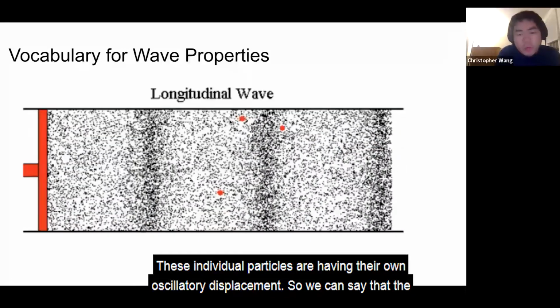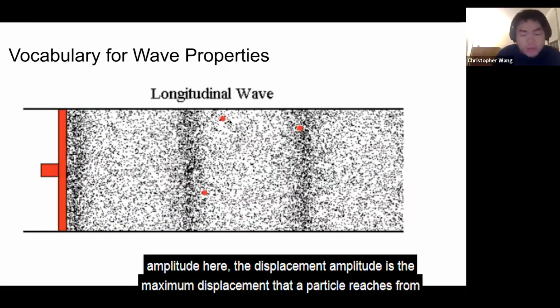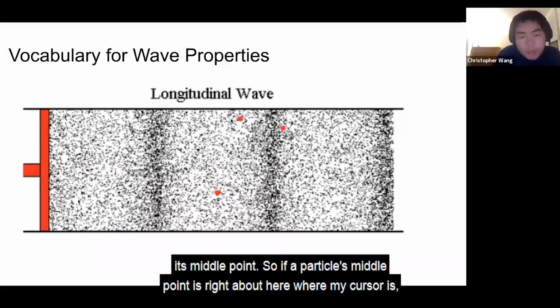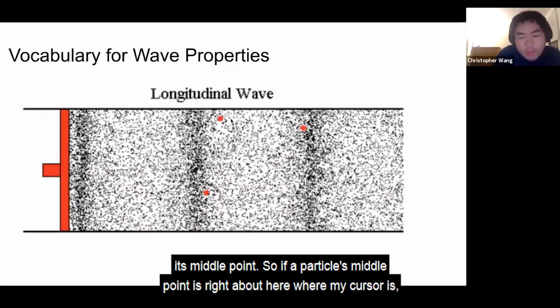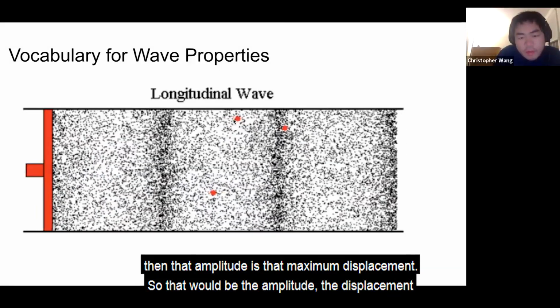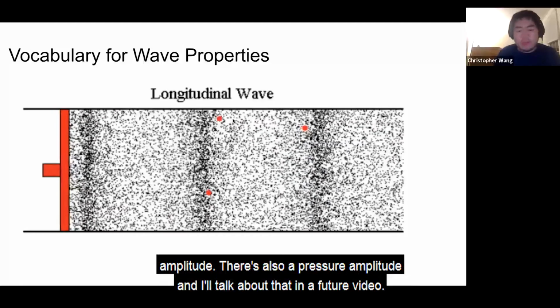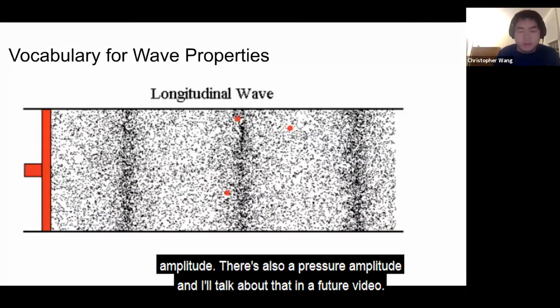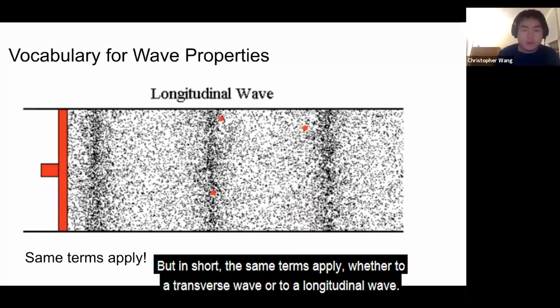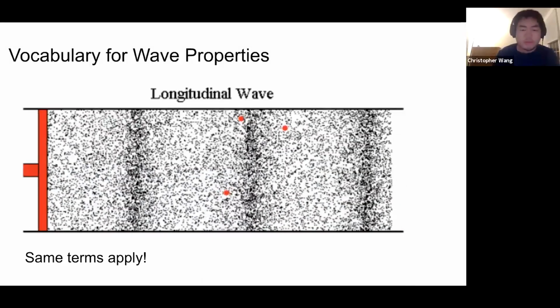displacement. So we can say that the amplitude here, the displacement amplitude, is the maximum displacement that a particle reaches from its middle point. So if a particle's middle point is right about here where my cursor is, then that amplitude is that maximum displacement. So that would be the displacement amplitude. There's also pressure amplitude, and I'll talk about that in a future video. But in short, the same terms apply whether to a transverse wave or to a longitudinal wave.